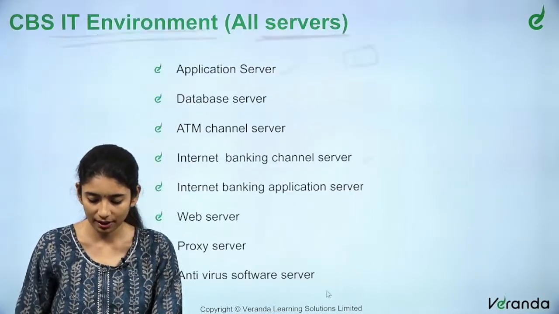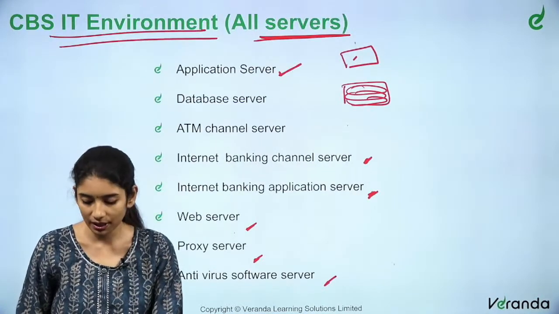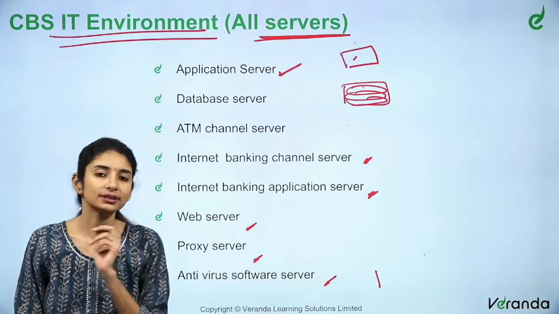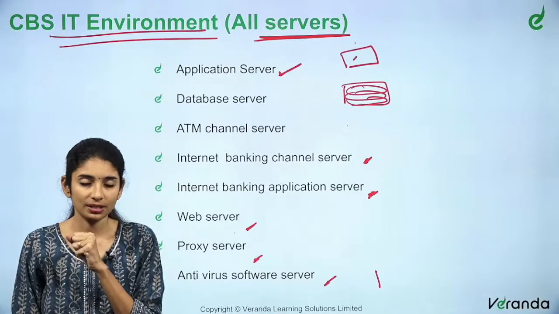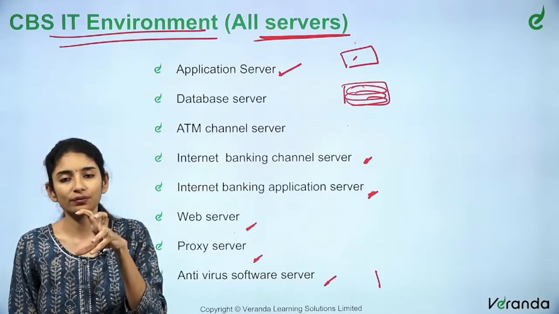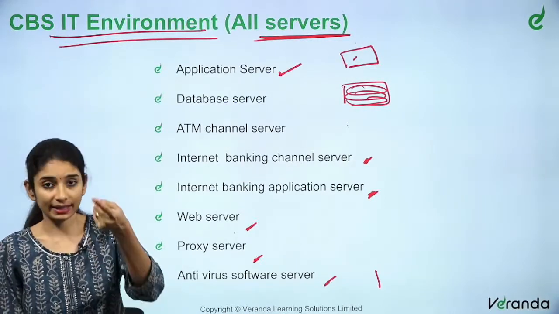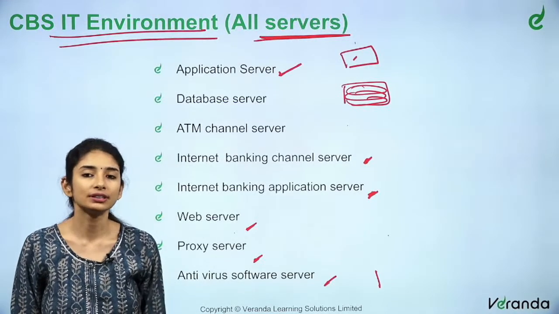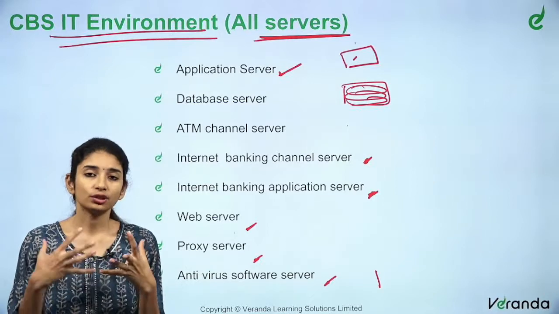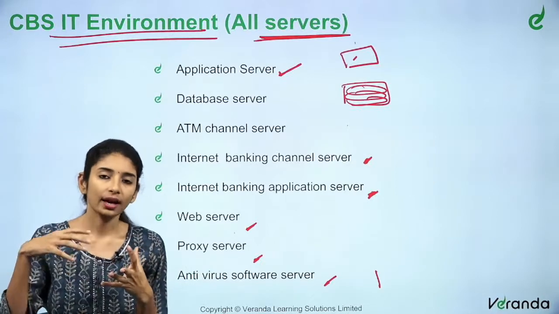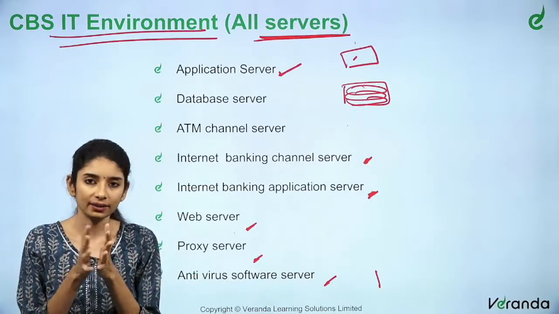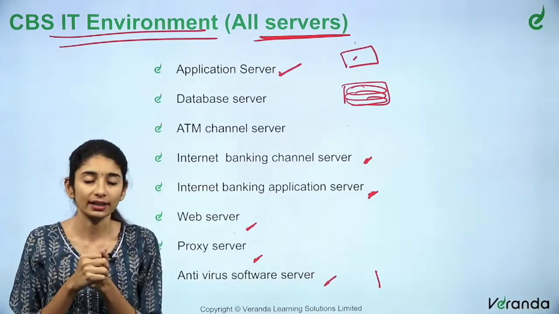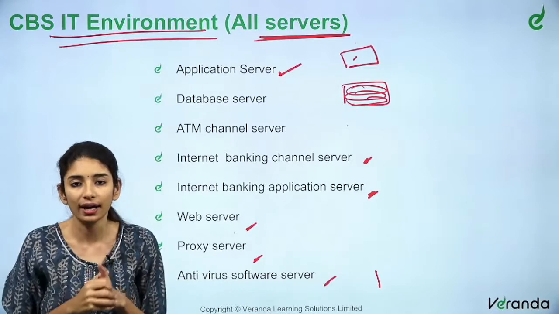We'll go from the last point. Antivirus software server needs to give protection to all the terminals connected to the central database. So this antivirus software needs to be installed at all terminals that can connect to the database. Clear? Proxy server. What is the meaning of proxy server? If I want to access a website, this proxy server will act like a firewall. It will grant me indirect connection to that other website, other network.